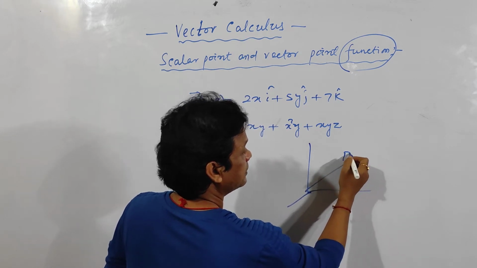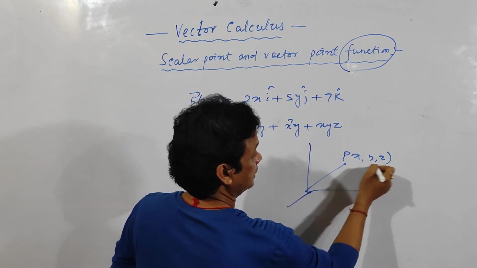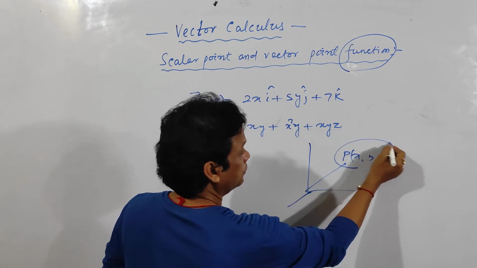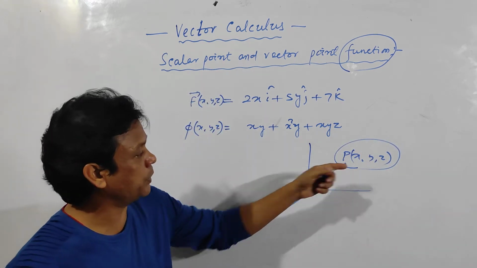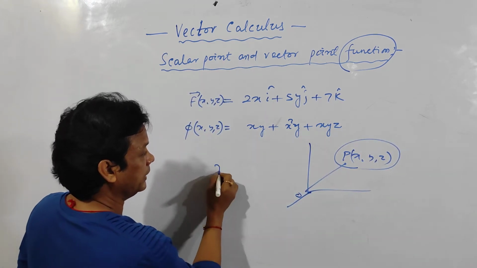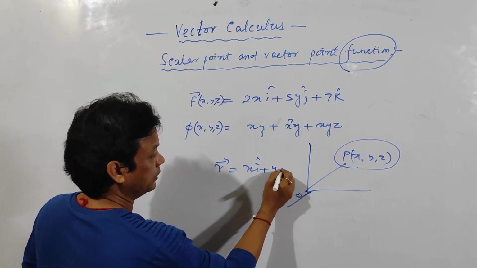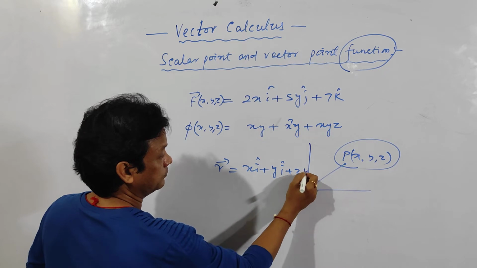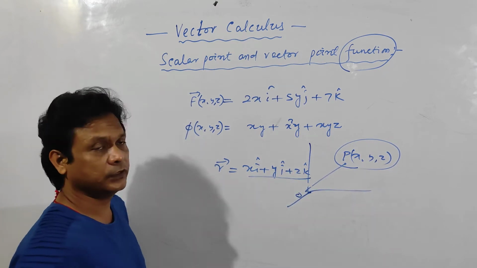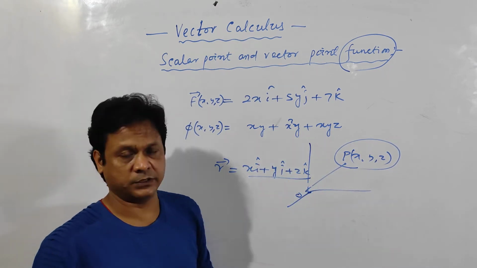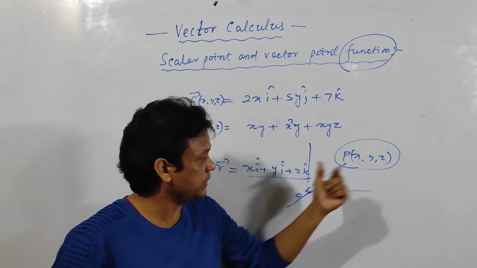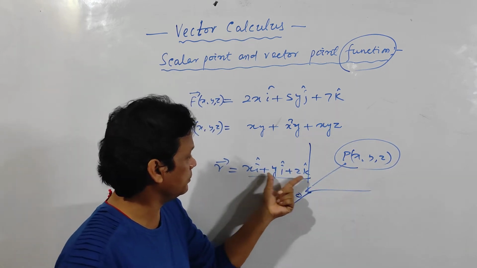So like this here. If P is a point whose coordinates are x, y, z, then if you want to write the position vector of the point P with respect to origin O, it can be written as r vector equals x into i cap plus y into j cap plus z into k cap. Clear? So this will become a vector point function because this xyz is expressed in terms of a vector quantity.